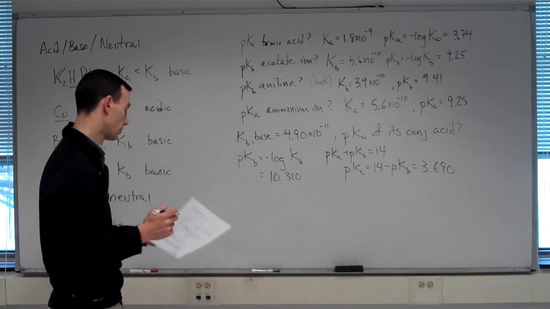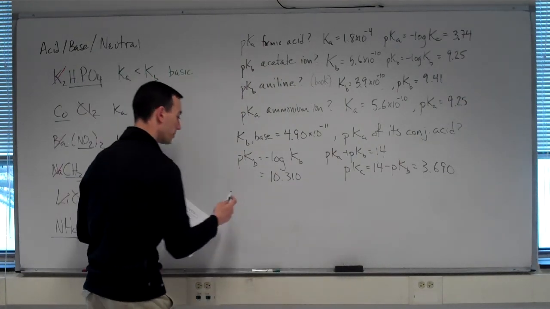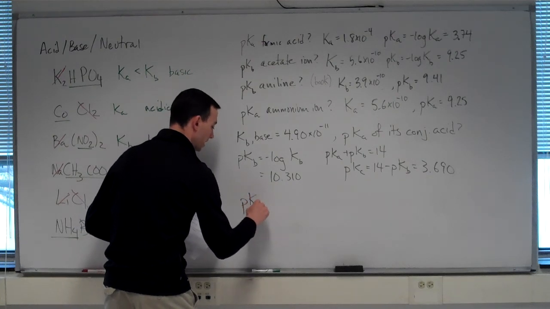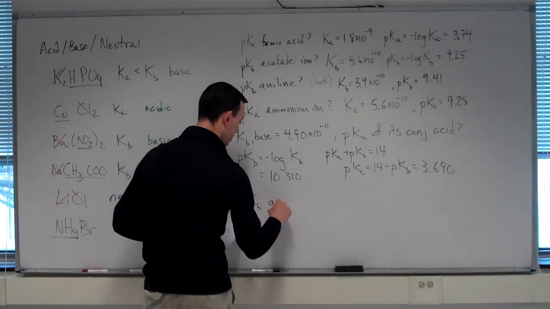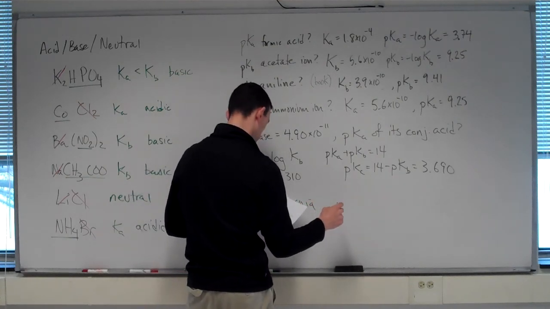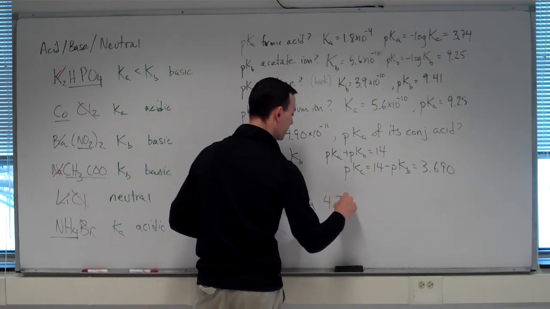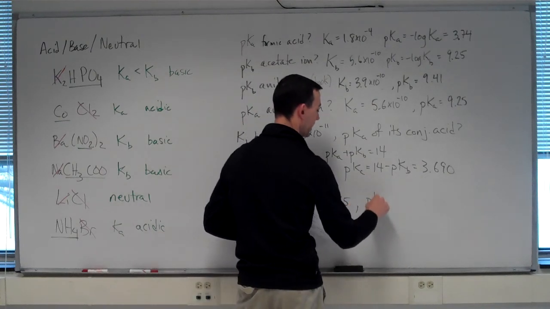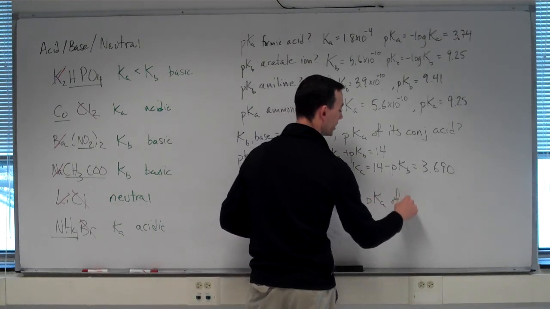That relationship is the one that we want to use for this last problem as well. We're told that the pKb of ammonia is 4.75. So find the pKa of ammonium.